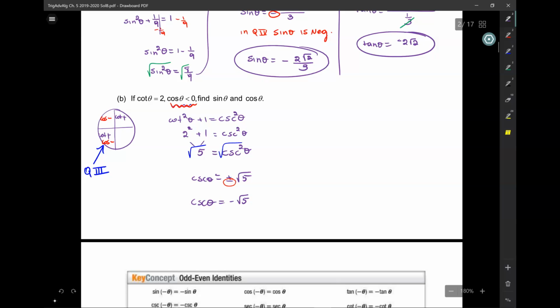Remember how when we did the circle, we said cotangent is positive in the first and the third? Do you understand why we said that? And then cosine is negative in the second and the third. And so now you just look, in which quadrant do you have more stuff written? Third. That's why it's in the third.